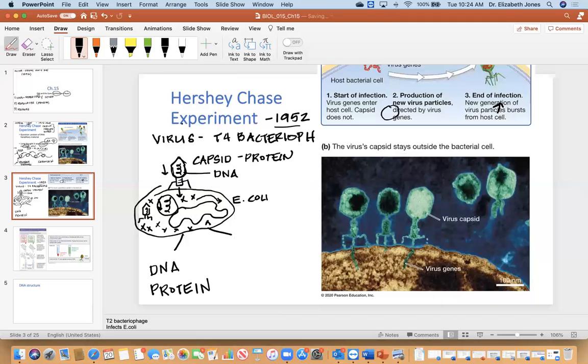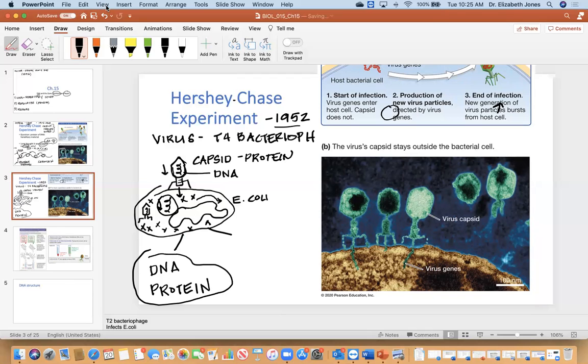So what these folks did, Hershey and Chase are two different scientists, okay? What these folks did is they said, what we want to look for is whether DNA is getting into these bacteria, because they didn't know, or whether protein is getting inside these bacteria. Whichever one is getting inside these bacteria is causing the bacteria to make more and more copies of the virus, and therefore must be the genetic material. So here's what they did.